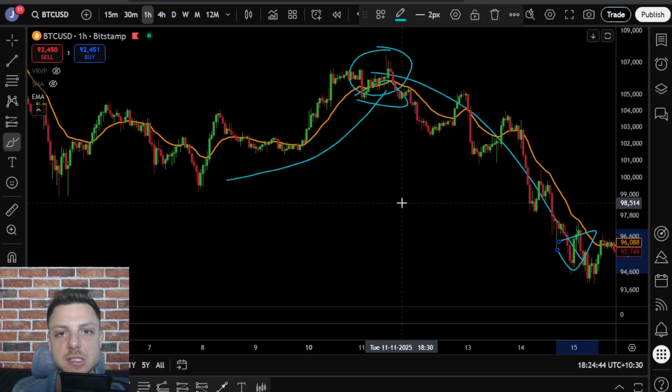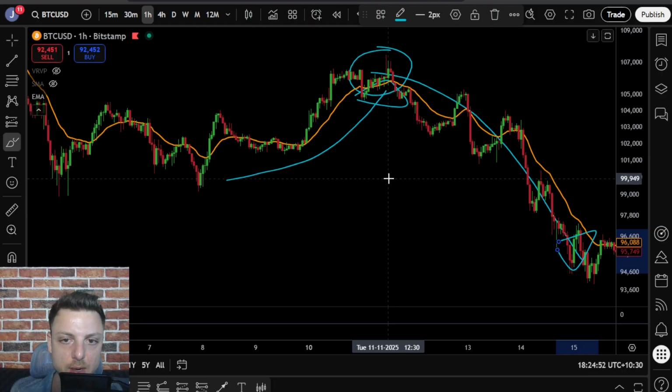So that's how I use the exponential moving average, and then I use it in 2 specific time frames, depending on the time frame that you're going to be trading.